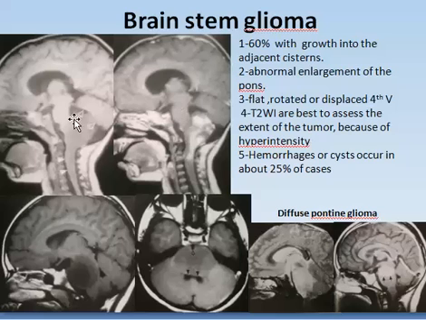Here is the mass as medullary brainstem glioma, medullary brainstem glioma with contrast, showing heterogeneous enhancement, and pontine compressing on the fourth ventricle, and this one is pontine again, causing enlargement of the pons and extension into the medulla.